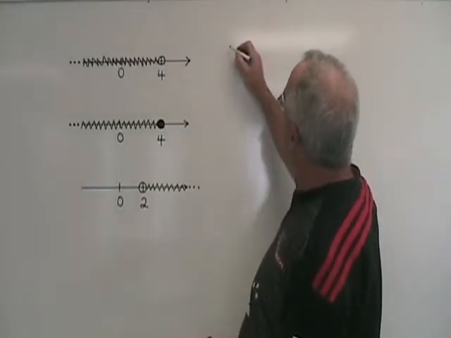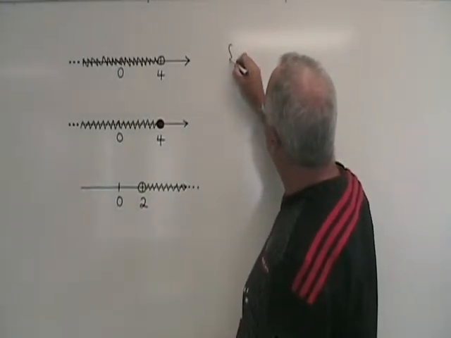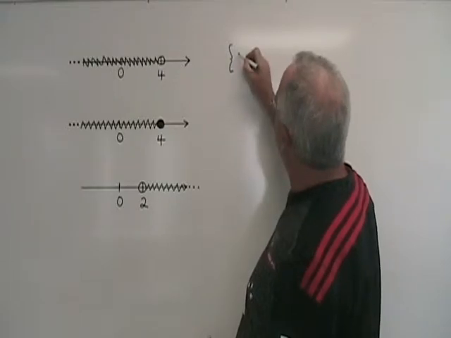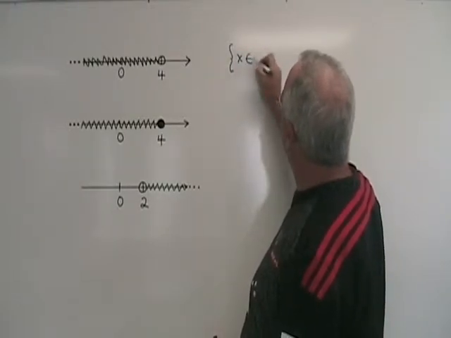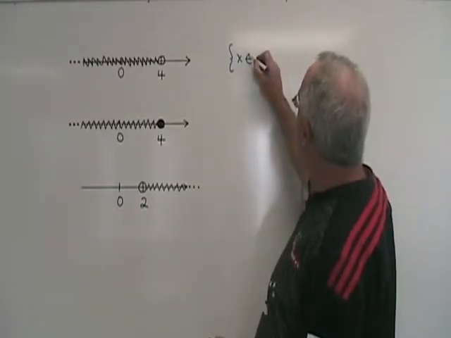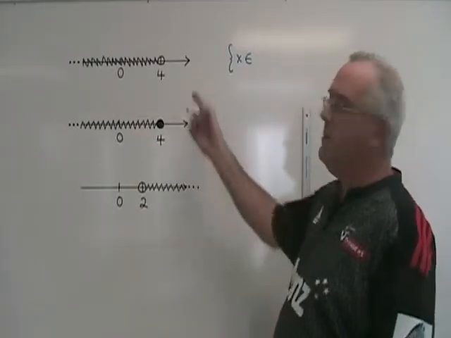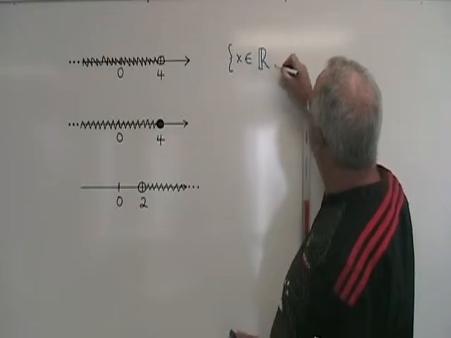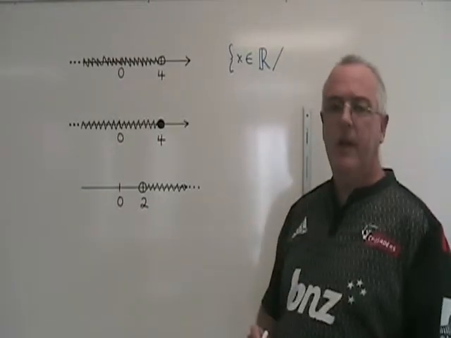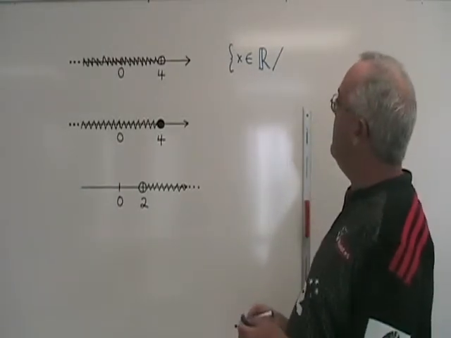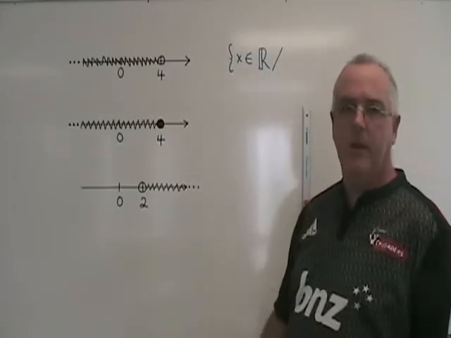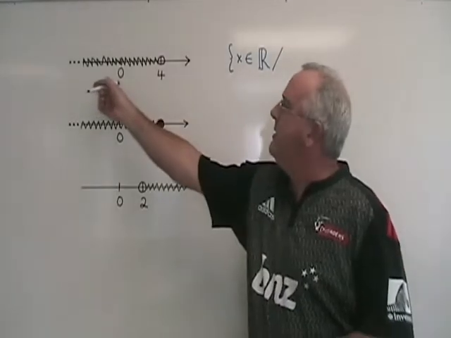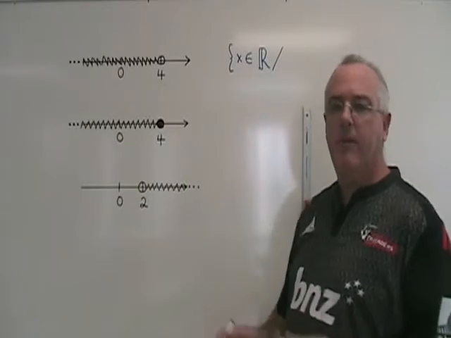We start by opening a brace, and then we put x is an element of our source set, which is real numbers. And then we put a slash. After the slash, we need an equation or an inequality that will express the region that we have on our graph.